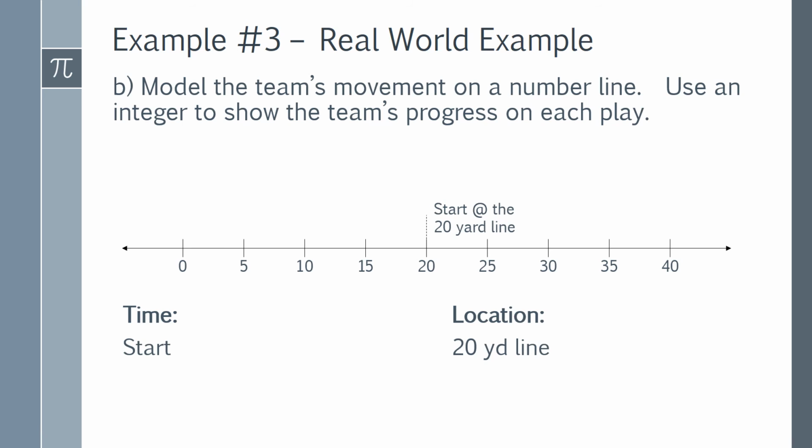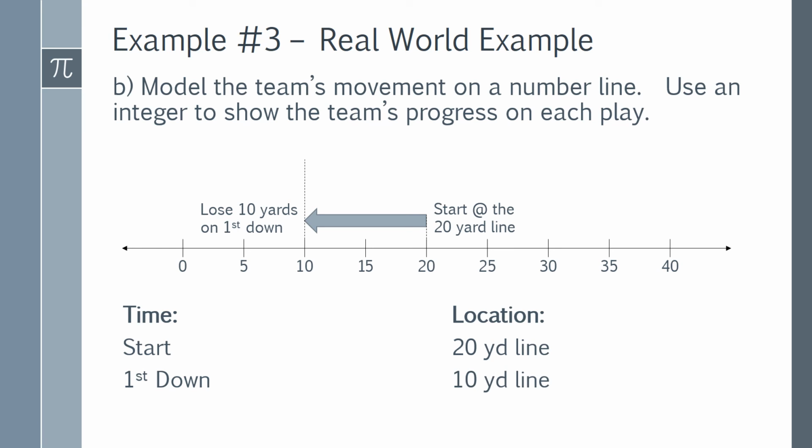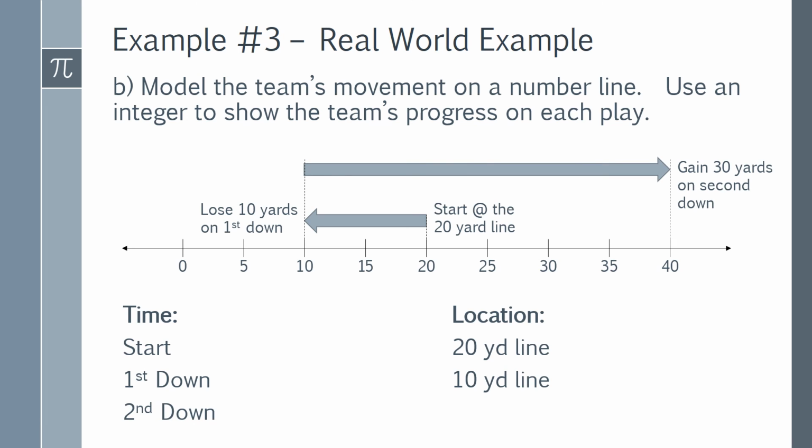The football team starts at the 20-yard line. On first down, the football team loses 10 yards. This means they are now at the 10-yard line, because 20 yards minus 10 yards brings them to the 10-yard line. On second down, the team gains 30 yards. This will bring them to the 40-yard line.